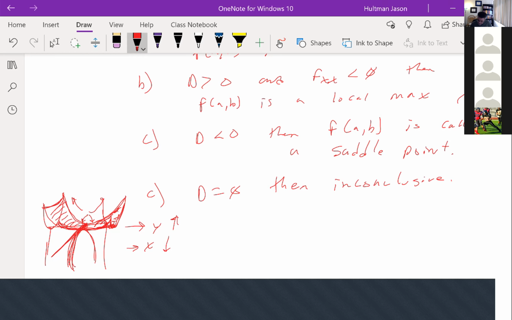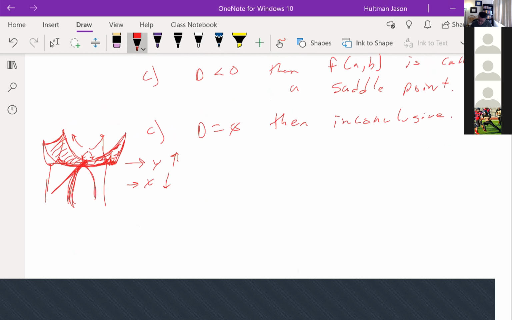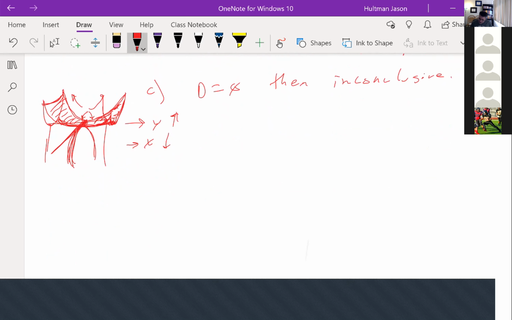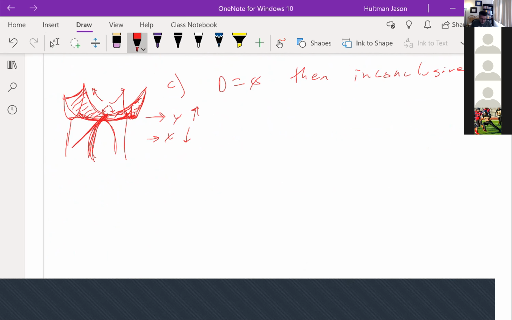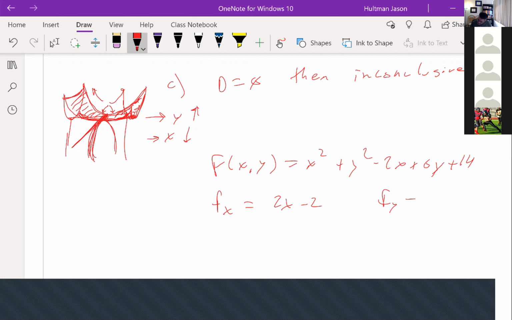Okay, let's do this with the last value that we got. What did we have before? Let's use the one that we had before. We had f of (x, y) equals x squared plus y squared minus 2x plus 6y plus 14, right? We said that f sub x here was equal to 2x minus 2. We said f sub y was equal to 2y, I think it was minus 6, right?